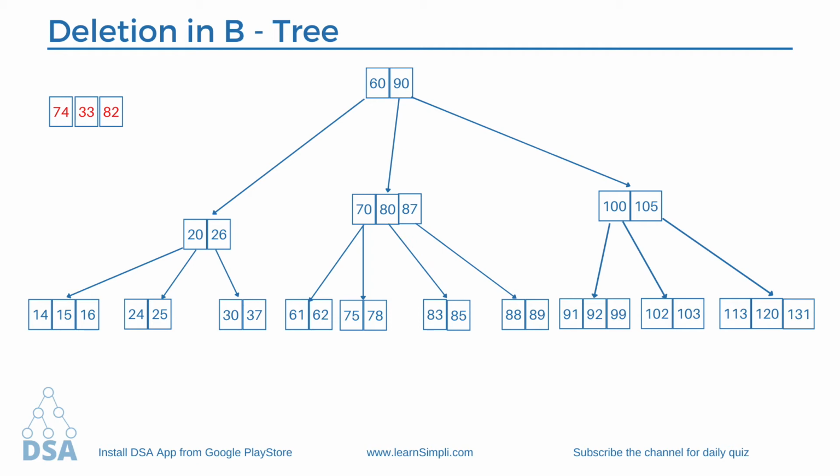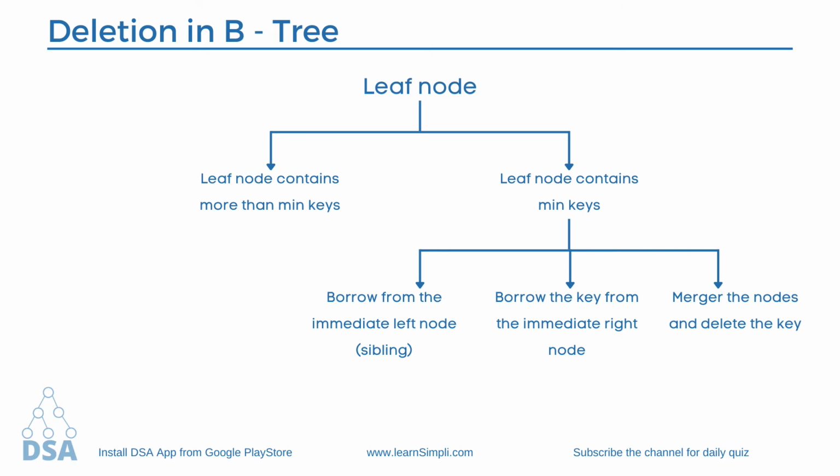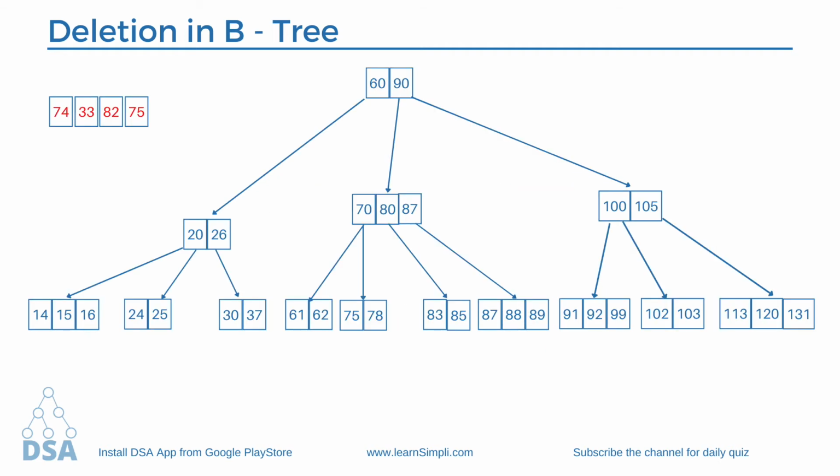The third case is when there is no chance to borrow a key from the immediate right or left node. Let's see how we can tackle that. It can be done by merging. Let's say for example we have to delete 75.